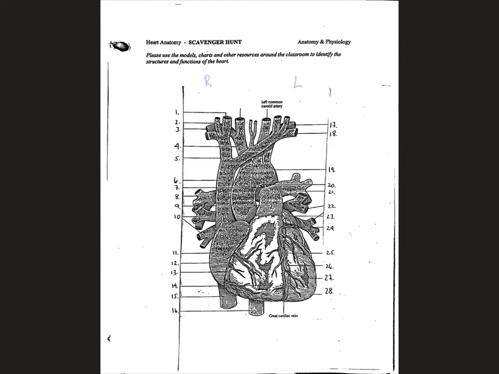All right, in no particular order, I'm going to try to work my way down from top to bottom, labeling some of these structures. So the first one we have is external jugular. On that side, right below it is internal jugular.